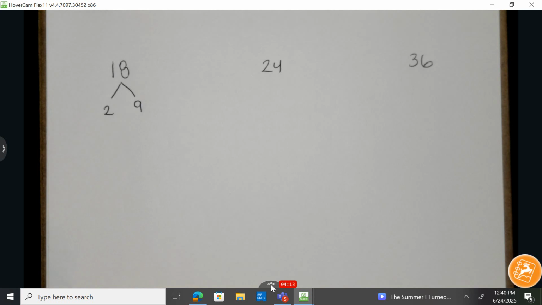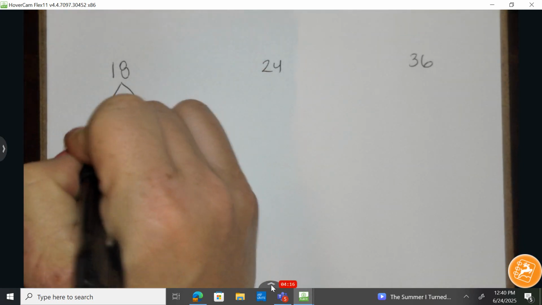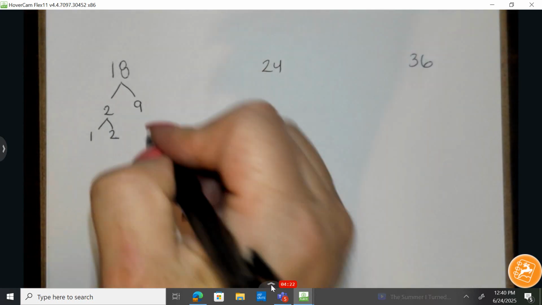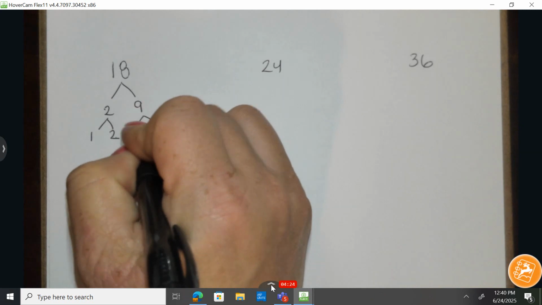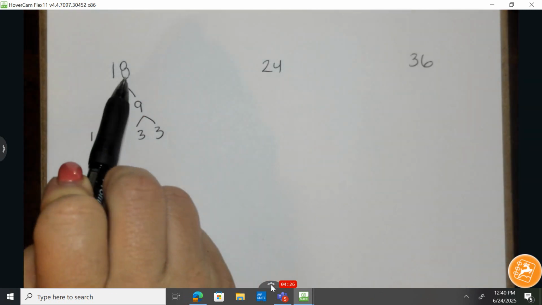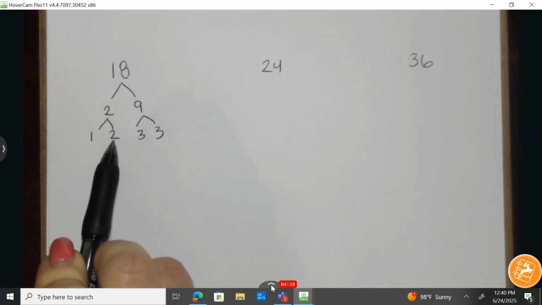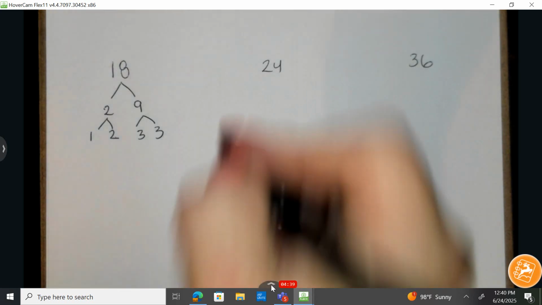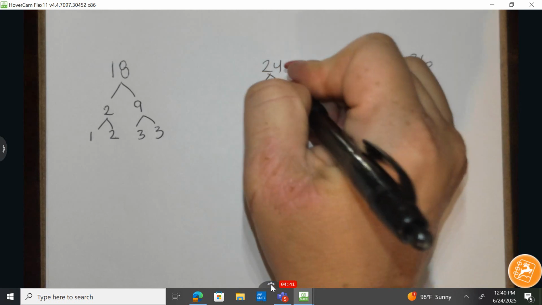Now the only way to achieve 2 is 1 times 2. It's not necessary when I have to only demonstrate 1 times the value itself, but feel free to do that. And how do I achieve 9? 3 times 3. So 18 is achieved by taking 1 times 2 times 3 times 3. Okay, 24. I could start with 1 times 24. I could do 2 times 12. I could do 3 times 8. You choose. So maybe this time I start with 3 times 8.